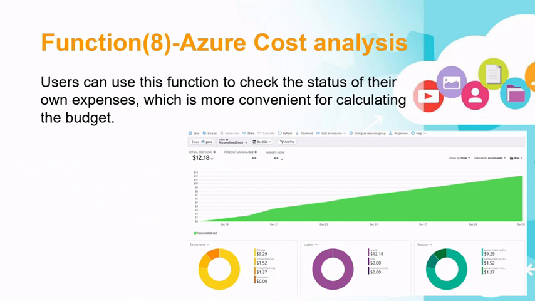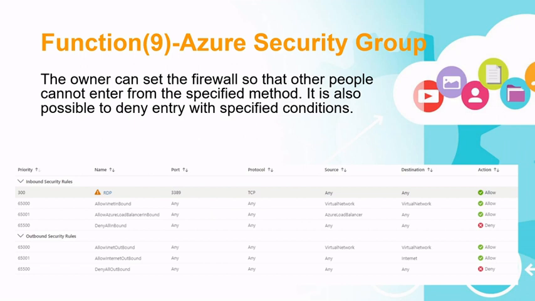The next function is about Azure Cost Analyzer. Users can use this function to check the status of their own expenses, which is more convenient for checking the budget. Function 9 is about Azure Security Group. Here you can set the firewall so that other people cannot enter through a specific method. It is also possible to delay entry with specific conditions.